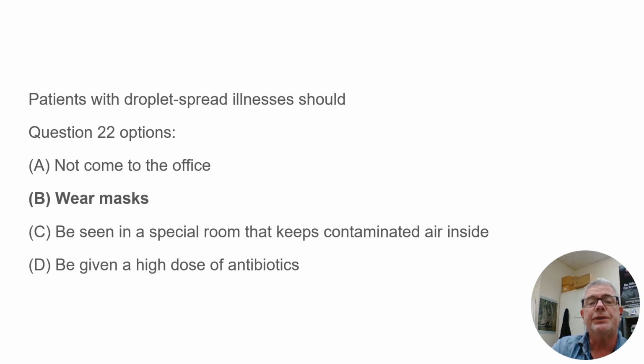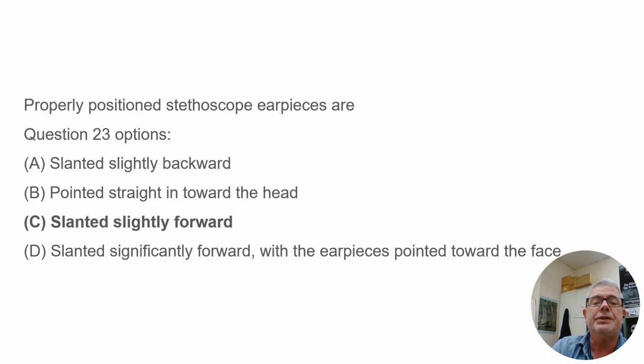Patients with droplet spread illnesses should wear masks. Properly positioned stethoscope earpieces are slanted slightly forward so they go in line with the ear canals. If they're pointed backwards, the opening is going to press up against the ear canal wall, and you're going to have a harder time hearing things.